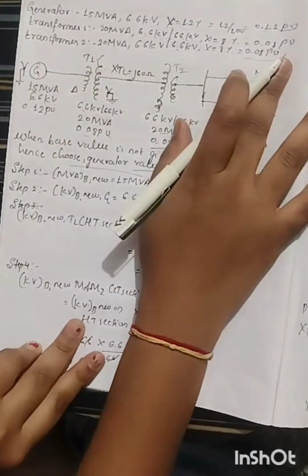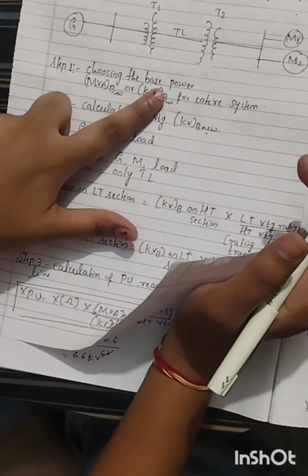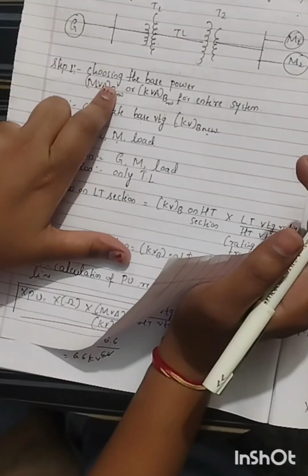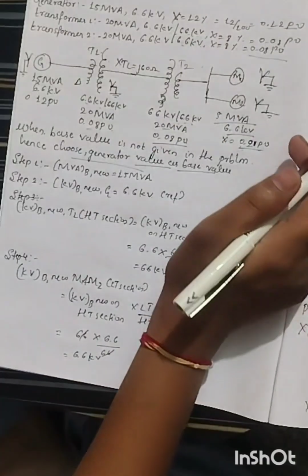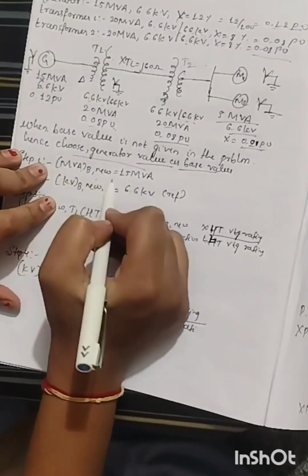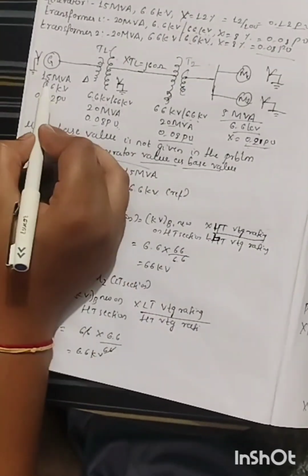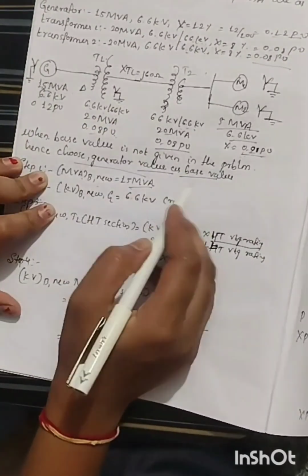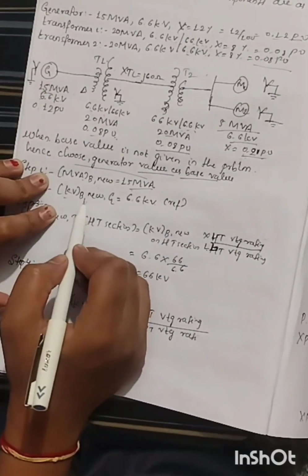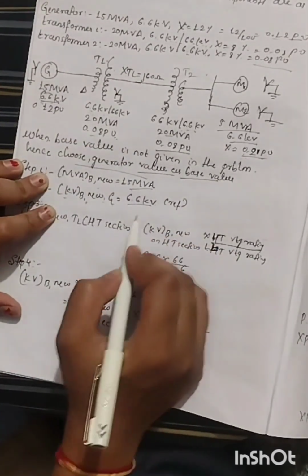Okay, so step one is we need to choose a base power, that is MVA base new and kV base new for the entire system. MVA base new, we are taking generator as a base, right? So that is 15 MVA. I am writing the generator base value is 15 MVA and the kV base value for the generator is 6.6, as already given. This is 6.6.